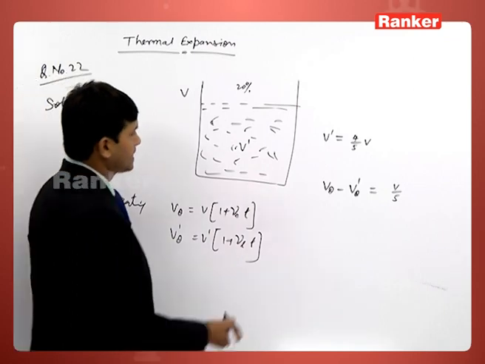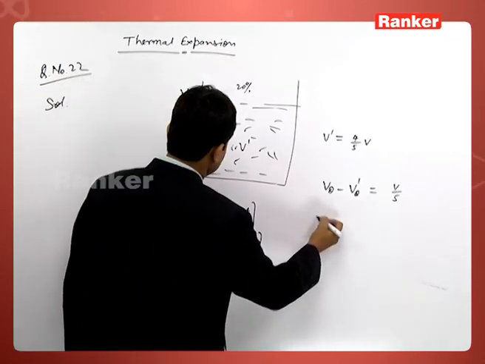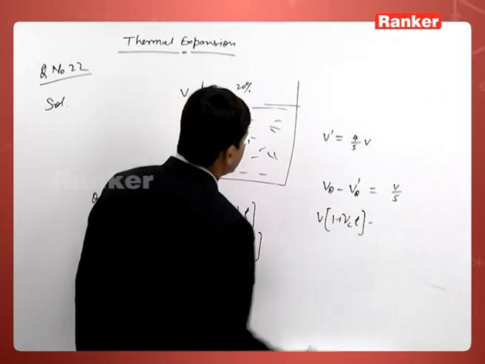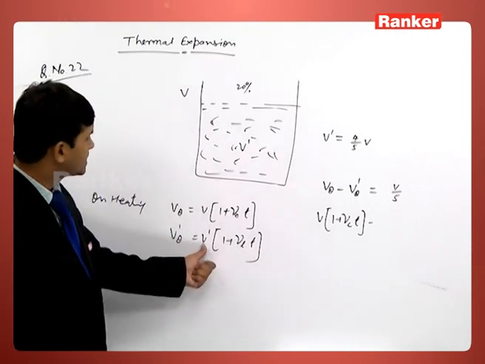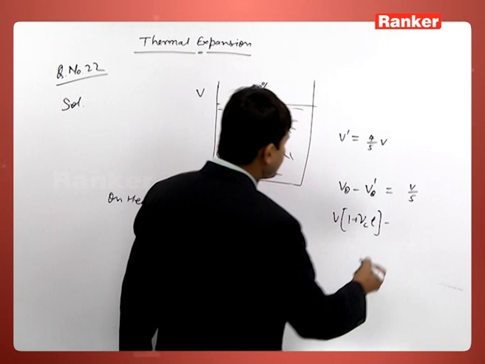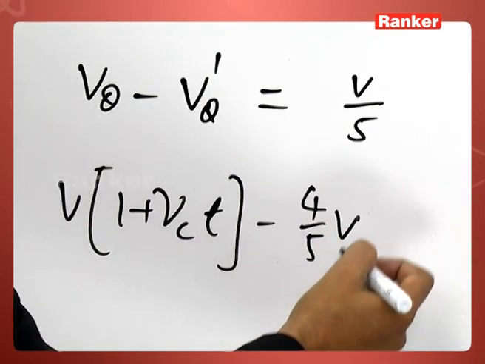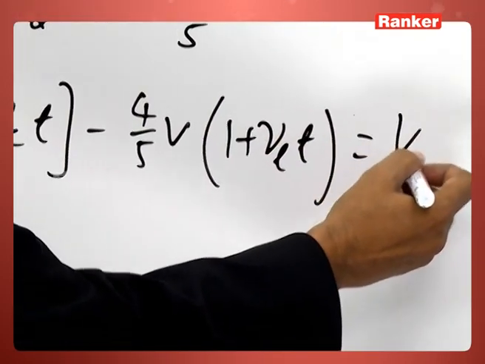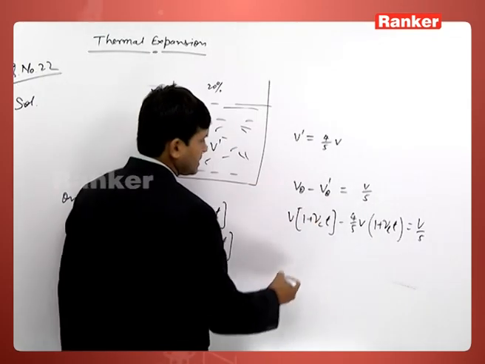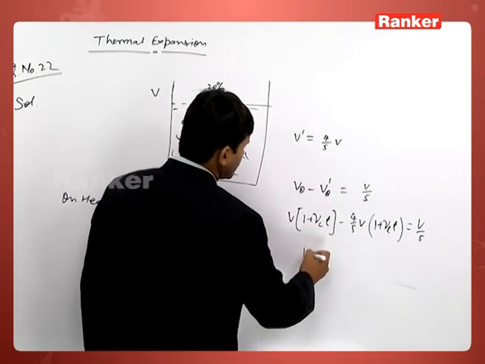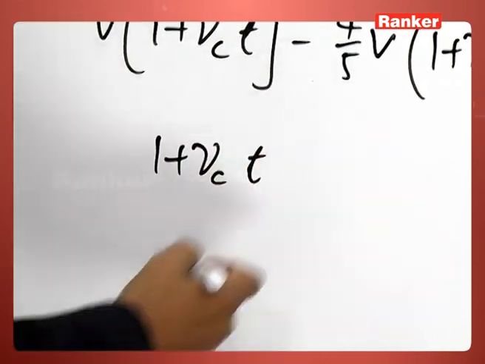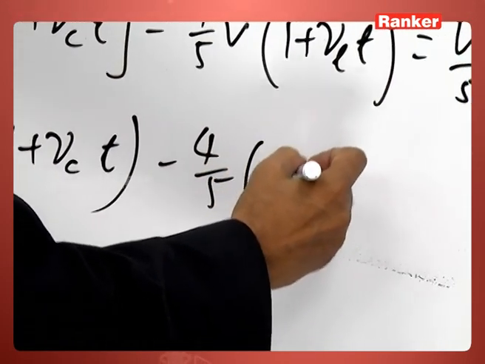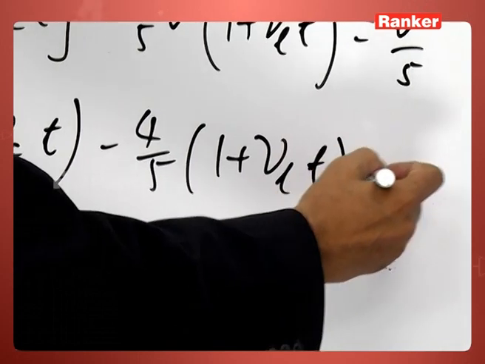Substitute the value of V theta. V theta here is V into 1 plus gamma C into T, minus V theta dash. V theta dash here is V dash, and V dash is nothing but 4 by 5 V, into 1 plus gamma liquid into T. This is V by 5. Now simplify. V and V we can cancel here. 1 plus gamma C into T minus 4 by 5 into 1 plus gamma L into T. This is 1 by 5.